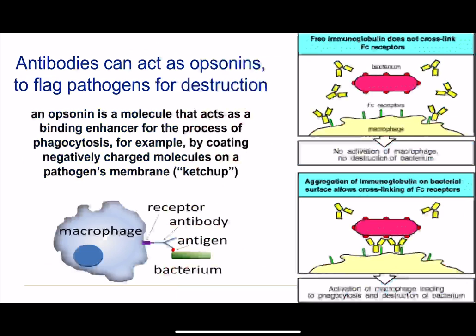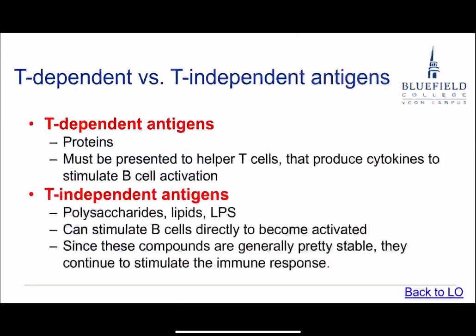Okay, so we've mainly been talking about T-dependent antigens. T-dependent antigens are antigens that need those helper 2 T cells to produce the cytokines and help stimulate the B cells. So those are, for the most part, proteins. That's the conventional antigen presenting cell processing and presenting the antigen. The helper T cells produce the cytokines, stimulate B cell activation. They go through all of their steps and produce antibodies.